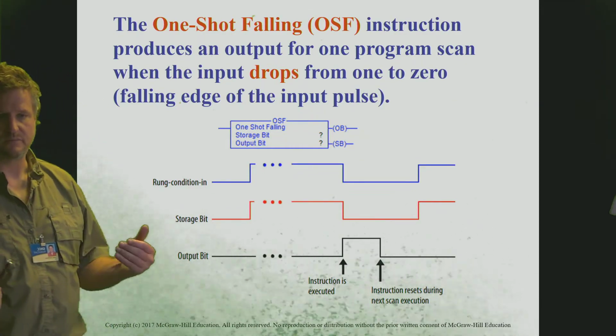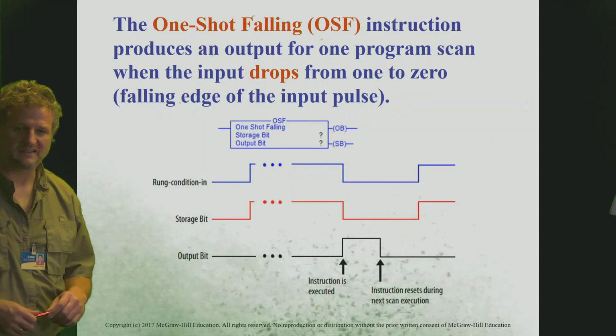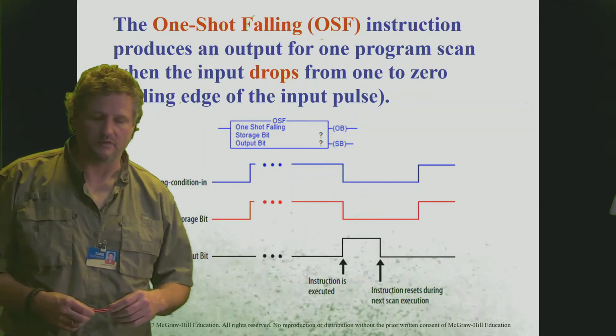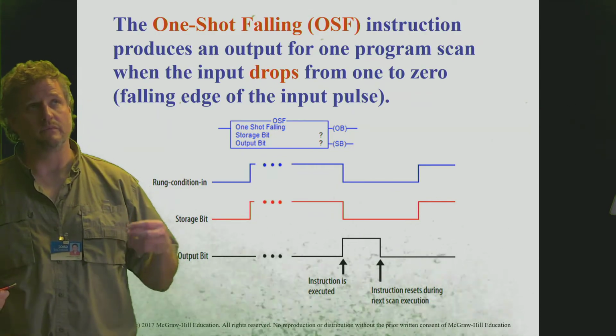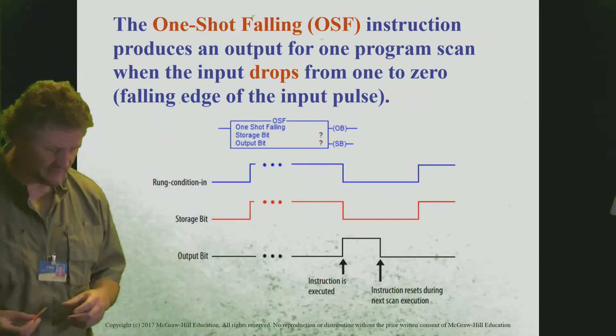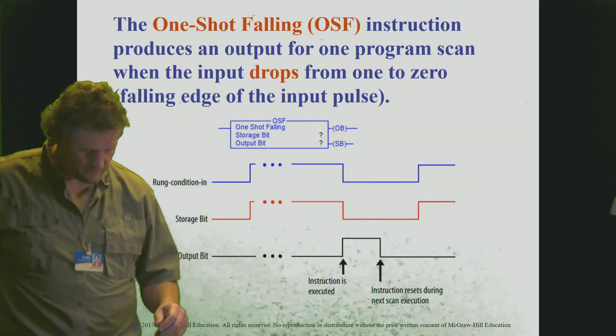One shot falling, instead of going from a negative to a positive, it's going from on to an off. So it's just the reverse.